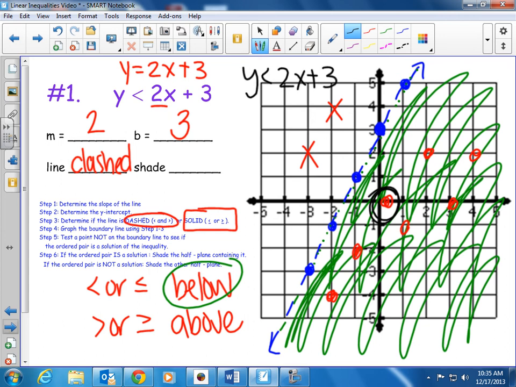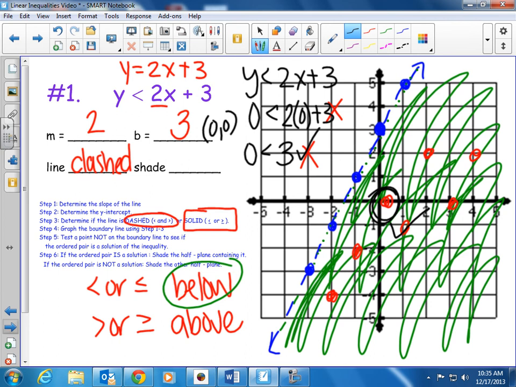So for y, if I'm using the point 0, 0, I'm going to plug in 0, see if that's less than 2, what's my x? 0 plus 3. 2 times 0 is 0, 0 plus 3 is 3. Is 0 less than 3? Yes, that's true. So that point 0, 0 is a solution. It's in my shaded area, so I did shade the correct part.